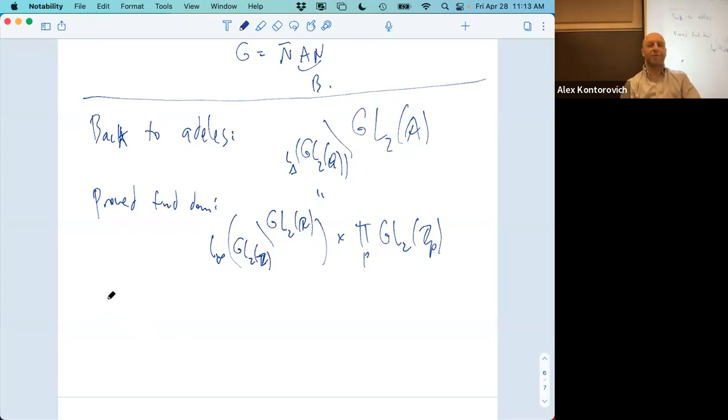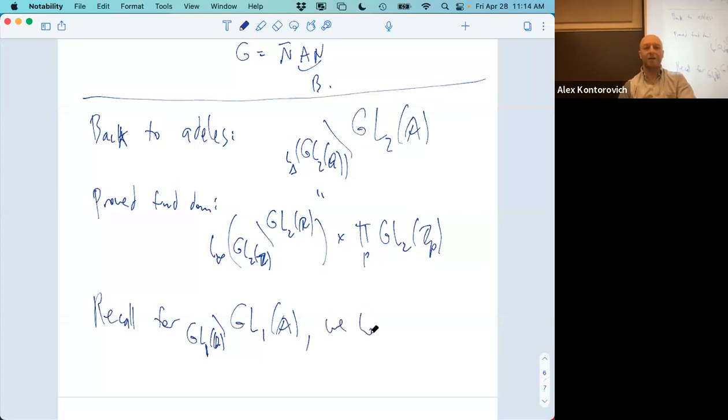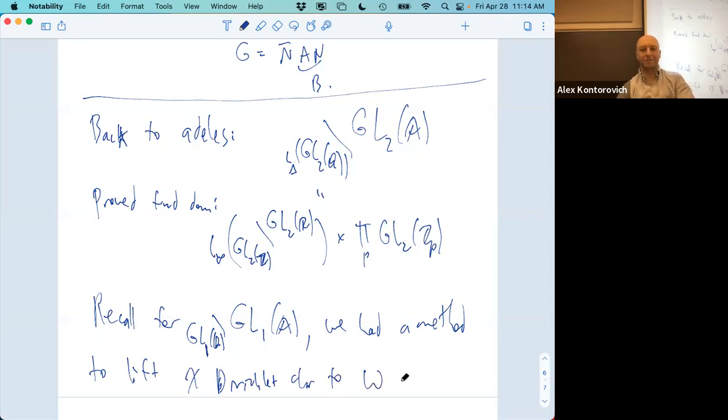You remember that for GL1, GL1 of the Adeles modulo GL1 of Q, of course diagonally embedded, for that quotient we had a way of lifting. It was a slightly complicated, convoluted way. We had a method to lift chi, a Dirichlet character, to omega, a Hecke character, which was an irreducible representation of GL1A invariant under GL1Q.